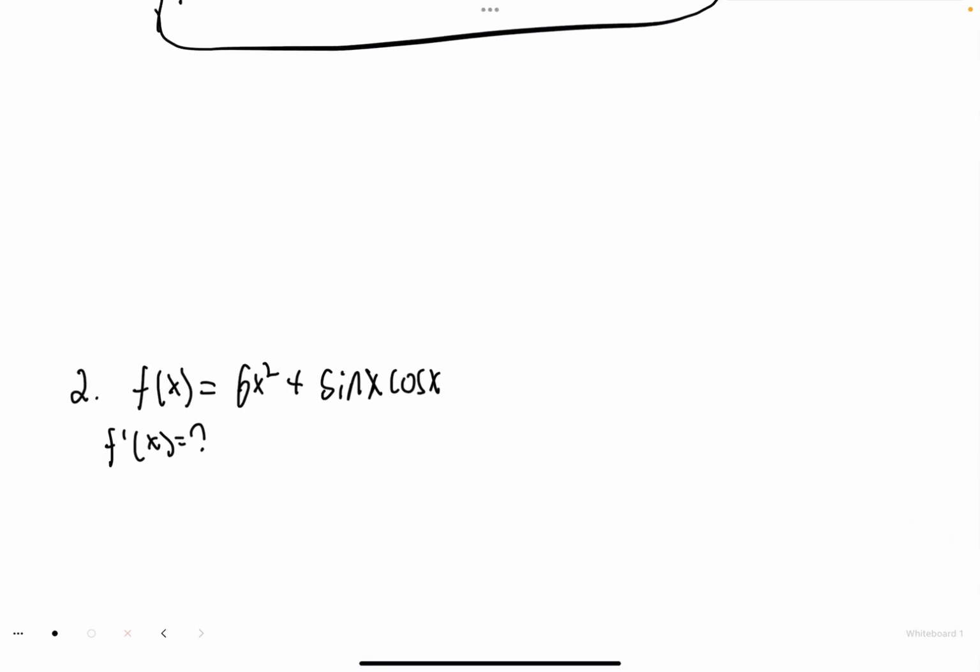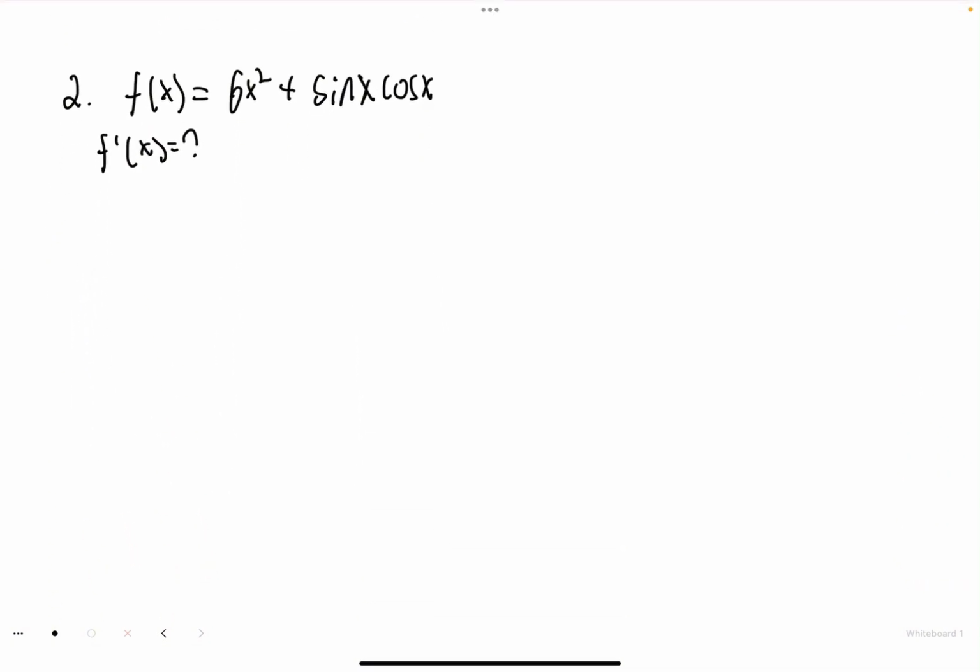Let's try a different example. F of x is equal to 6x squared plus sine x cosine x. So let's try this problem. So the product rule is only this part. It's not the whole thing. So 6x squared is its own separate thing. So you could already say that using the power rule is 12x on that side. But sine x, cosine x, you have to use the product rule.